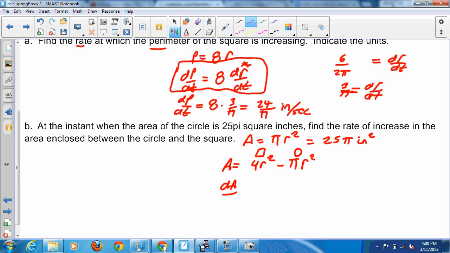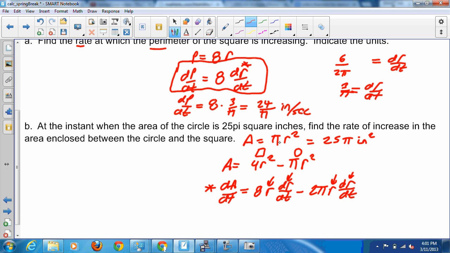So the area changes is equal to 8r minus 2 pi r, and we took the derivative of r, so we need to know dr/dt, and this is 2 pi r dr/dt. Alright, so this is what we're trying to solve for. We have a variable here, and we basically have a variable here as well. So we have two unknowns right now.